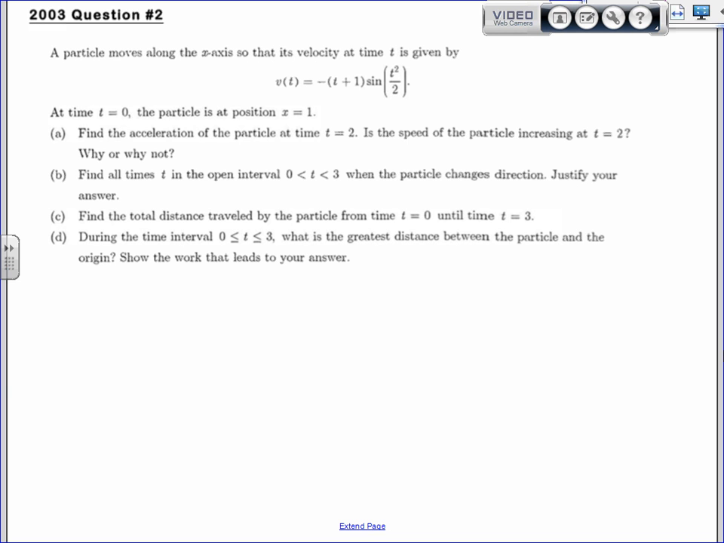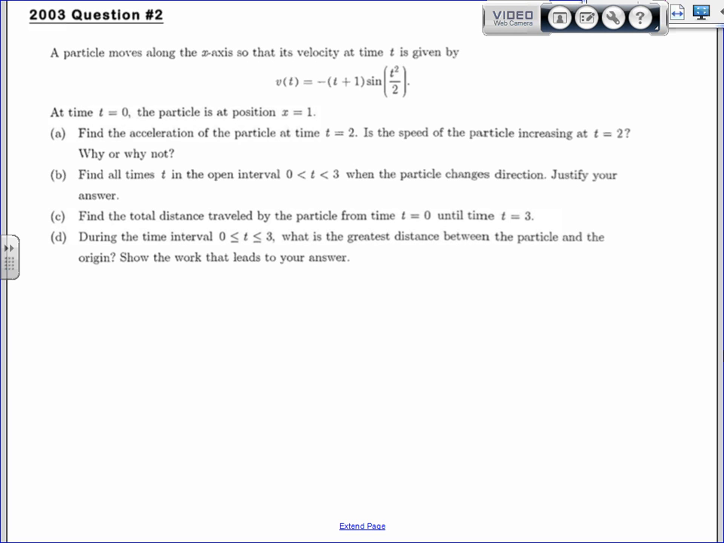So it says a particle moves along the x-axis so that its velocity at time t is given by v of t equals negative (t plus 1) times sine of t squared over 2. They always have these questions, and they always say the particle moves along the x-axis. A lot of times when they say that, they use x of t for position instead of s of t. So just look for that. If it's x, it's just moving right and left.